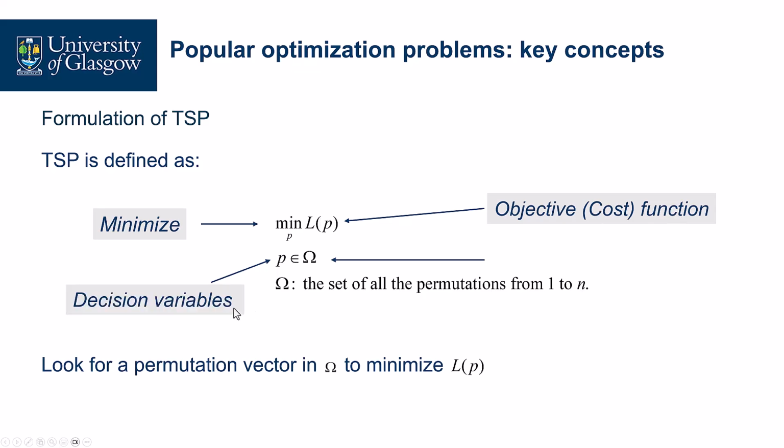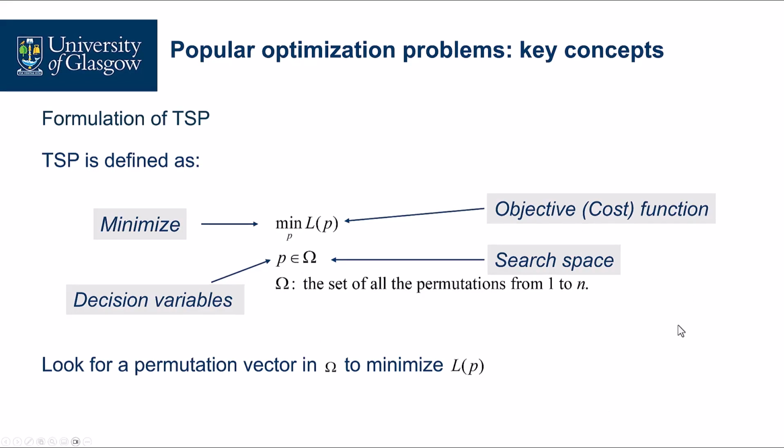The P is about the decision variables. P, omega is a search space. We can see these concepts: objective, decision variables, search space. Right. Okay. So how is this problem useful for you?